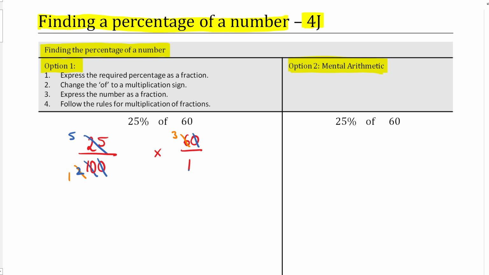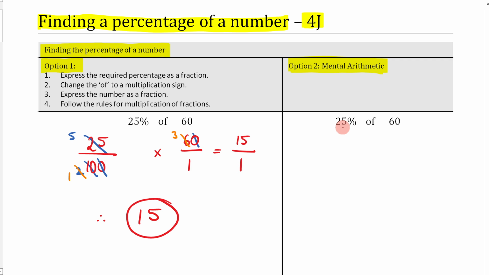Then, once I've done all of that, I would multiply across. So I would go 5 times 3 is 15. And then 1 times 1 is 1. So therefore, my answer is going to be 15, because 15 over 1 is just 15.